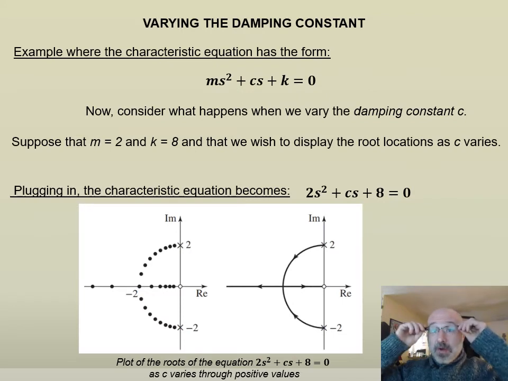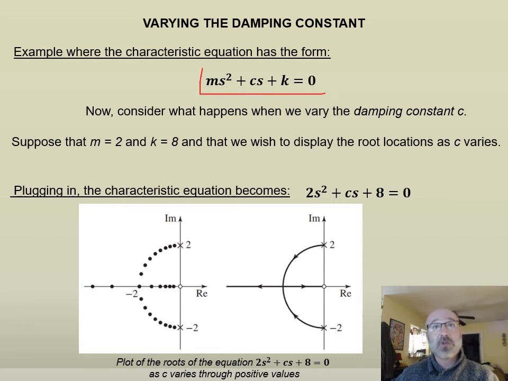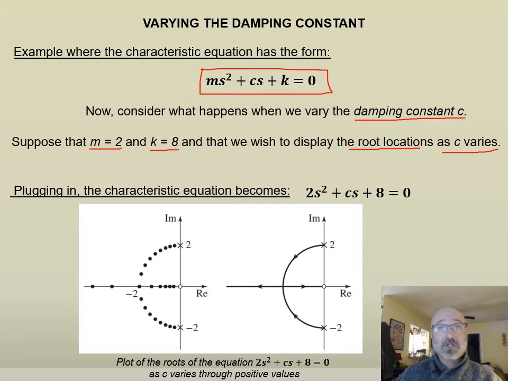So now we've talked about varying our k, let's talk about varying our damping constant, our c value. So we still have the same characteristic equation, ms squared plus cs plus k is equal to 0. But now we're going to consider what happens when we vary our damping constant c and hold our mass constant at m equals 2 and our spring constant at k equal to 8. So again, we want to display on our plot the root locations as our c varies. So as our c varies, we can plug back into our characteristic equation our known m equal to 2 and k equal to 8.